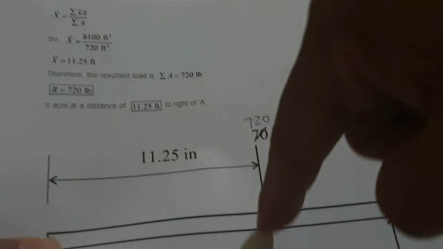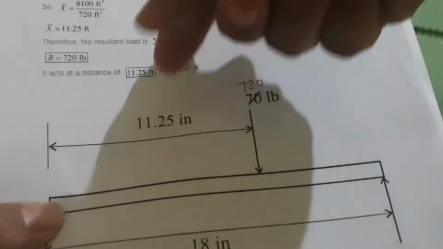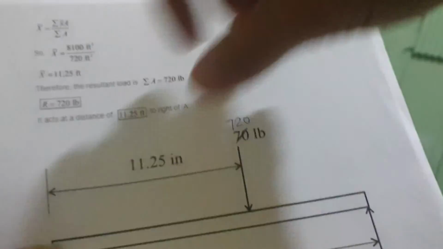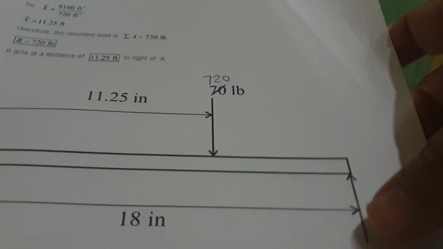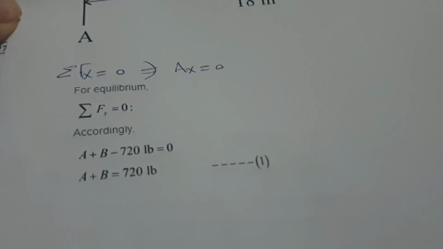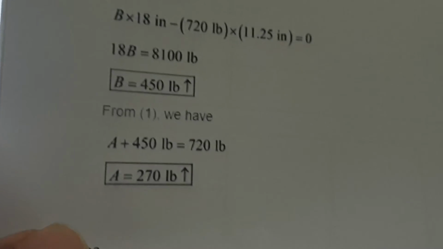Again, we did summation of forces in X, we did summation of forces in Y. Now, the next is to find the third equation: summation of moment. Let's take summation of moment at A. You will have 720 going negative times 11.25 and B going positive times 18. So summation of moment at A, B times 18 minus 720 times 11.25. So this will give you B equal to 450. And our assumption that B is going up, since it's positive, so it's still going up. And we have A plus B equal to 720. Okay, so since we know B, we could find A. Okay, so that's the end of question number 2. Thank you.